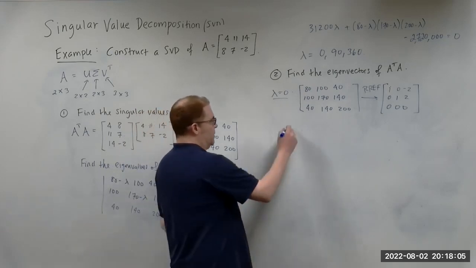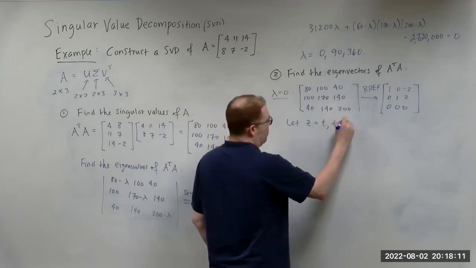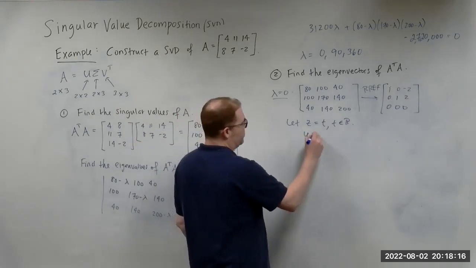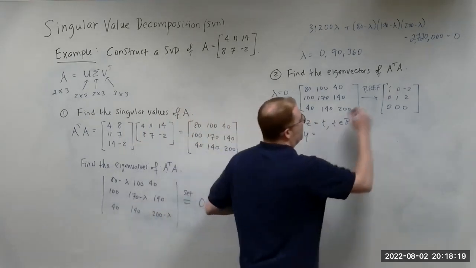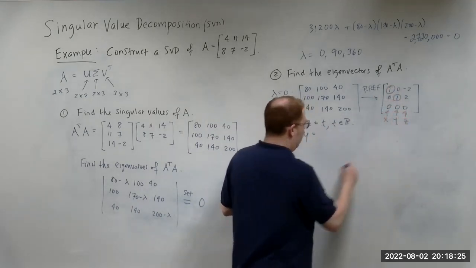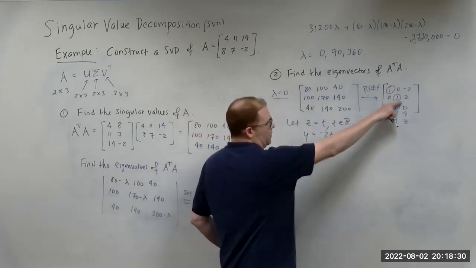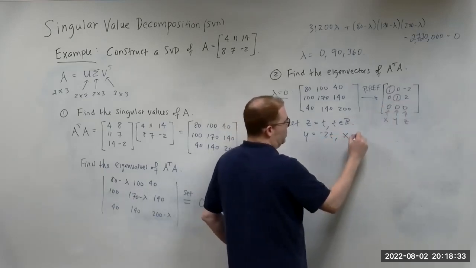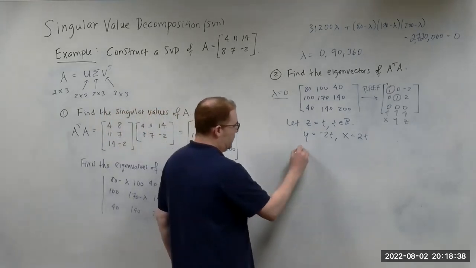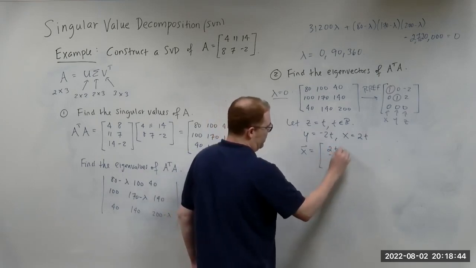Okay, so let's go through this again. So we have let z be equal to t, where t is some real value. And then y, so again, going back here, these are our basic variables. So we have x, y, and z. So z is going to be equal to t, y is going to be equal to minus 2t, it's coming from here, and then x is equal to 2t. So now we have 2t, minus 2t, and t.